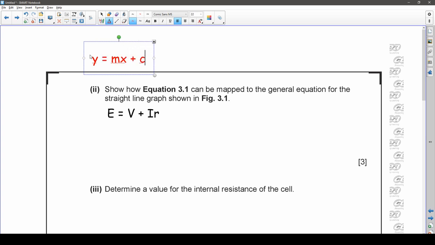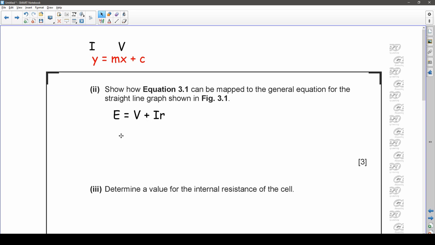And we need to have it that because our graph has the current on the y-axis, we need the current by itself out here, and we need the voltage over here with all the other gubbins with it. Okay, so the game is to isolate I in this case. So let's do that. The easy thing to do first of all is to subtract V from both sides. It gets me E take V equals I little r.